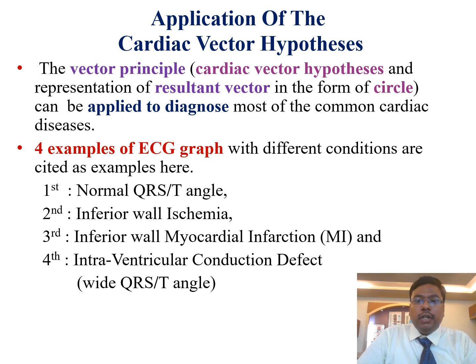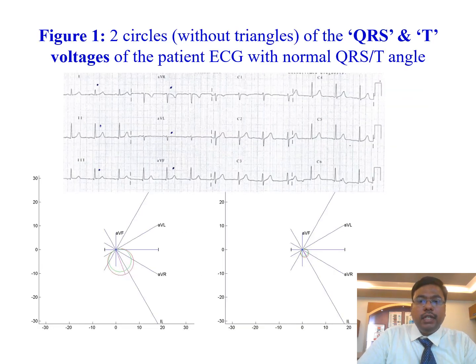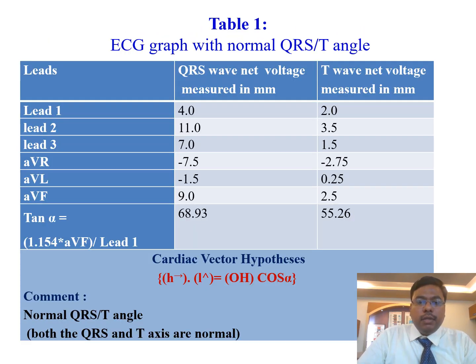So the vector principle of the cardiac hypothesis and the representation of the resultant vector in the form of a circle can be applied to diagnose most of the common cardiac diseases. I have shown four examples here: normal QRST angle, inferior wall ischemia, inferior wall MI, and intraventricular conduction defect. In the first example, QRS and T circles are constructed for the normal QRST angle. Values are taken from this graph, derived using the well-known Einthoven equation on the relation between unipolar and bipolar limb leads. You can apply the same cardiac hypothesis also.